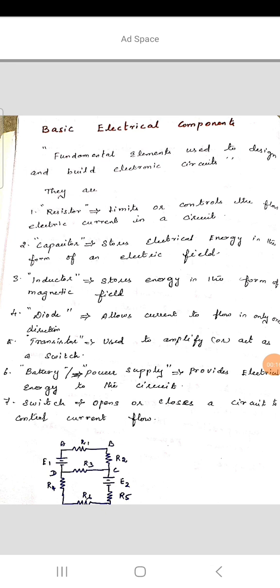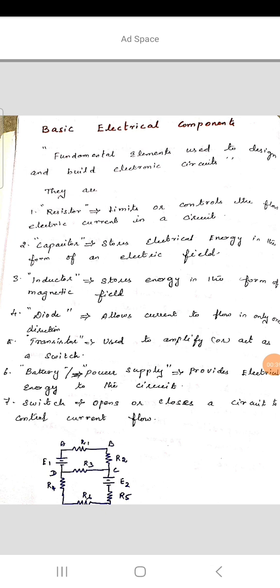So in unit 1 the title is circuit laws and network theorems. Under that we have a lot of topics in unit 1. The first topic is basic electrical components. So what are electrical components? They are the fundamental elements that are used for designing and building electronic circuits.